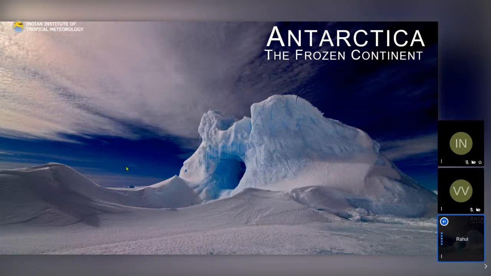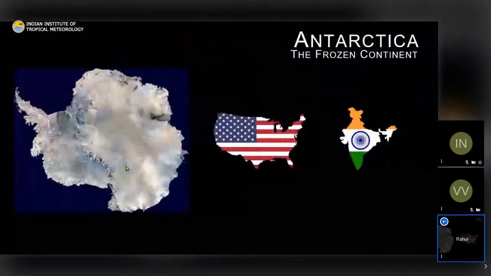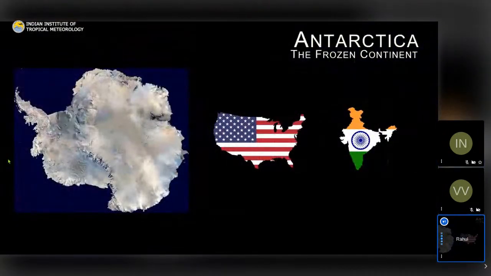So let's see, how big is Antarctica? Antarctica is quite big. You can fit in all of North America and India, and you will still have space to accommodate some more island nations. It's about 14 million square kilometers with a 98% ice sheet, and that accounts for about 90% of the world's ice.